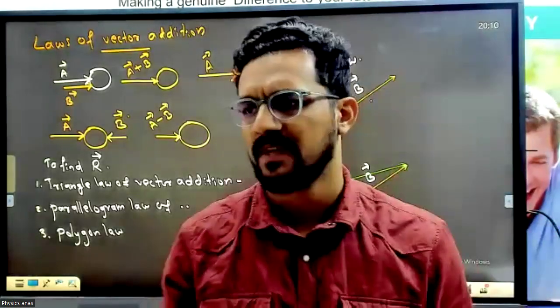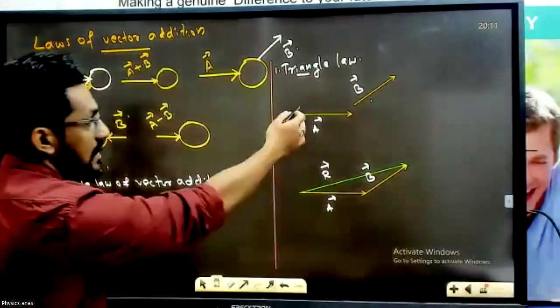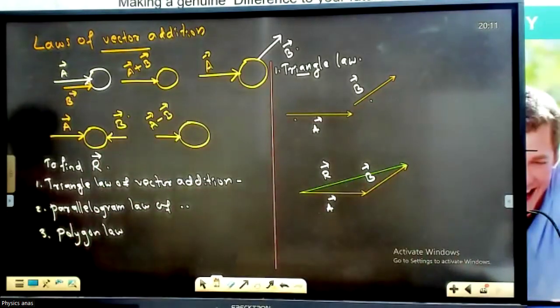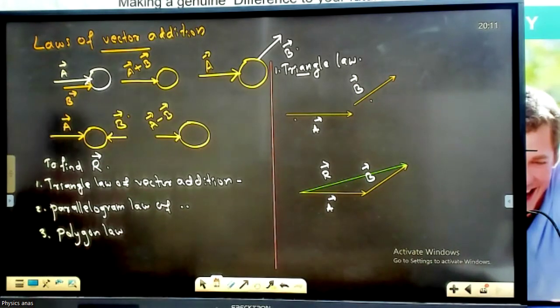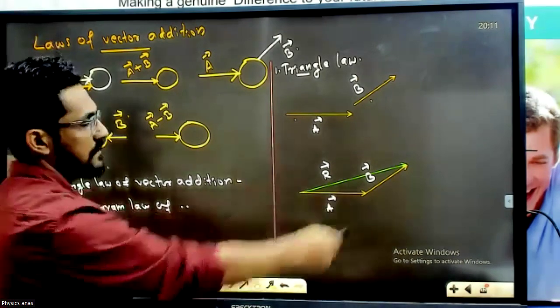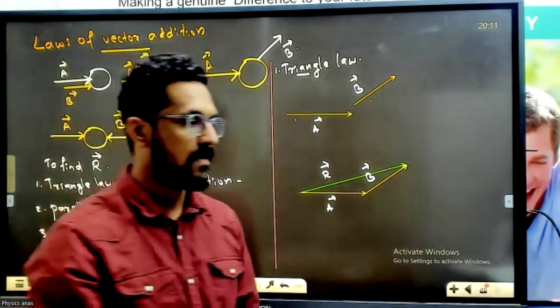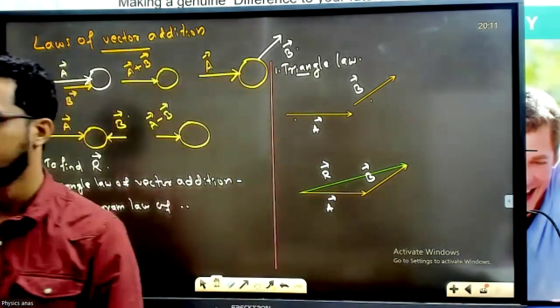Just write the triangle law, and after writing the triangle law, draw this figure. Okay? Draw this figure.